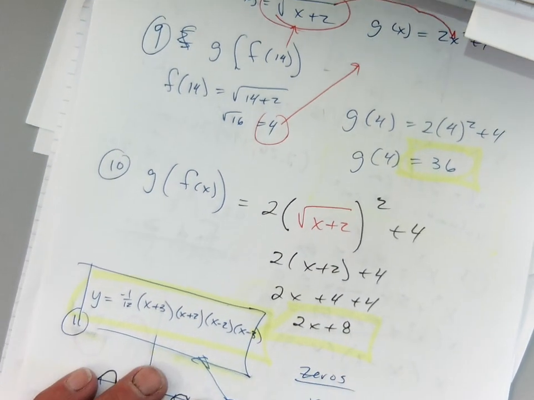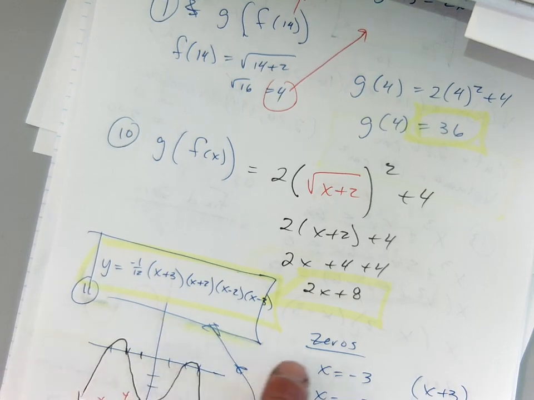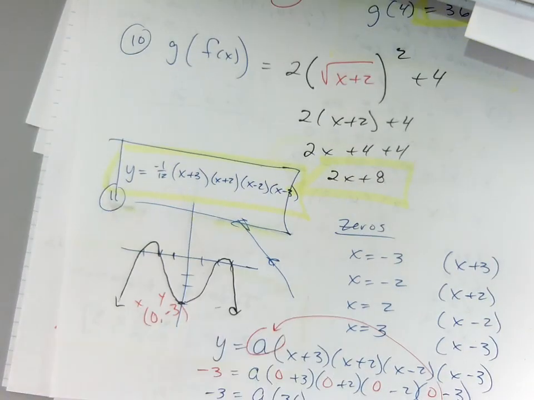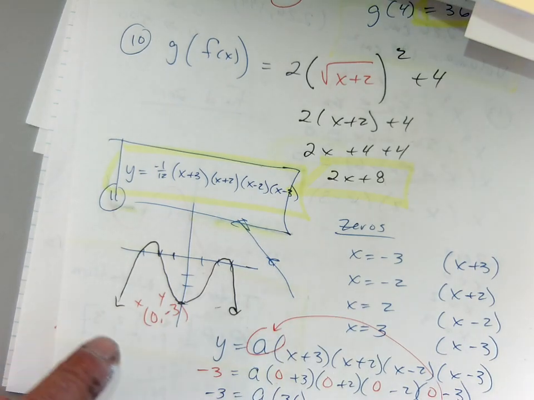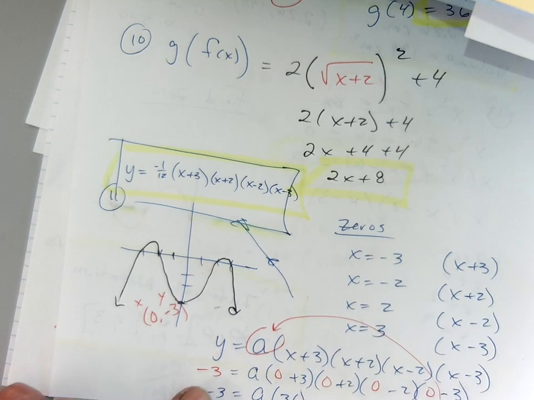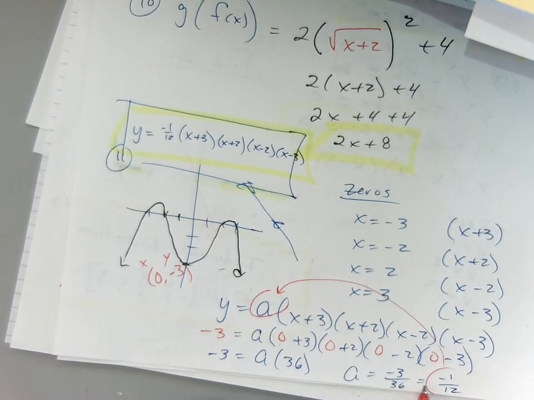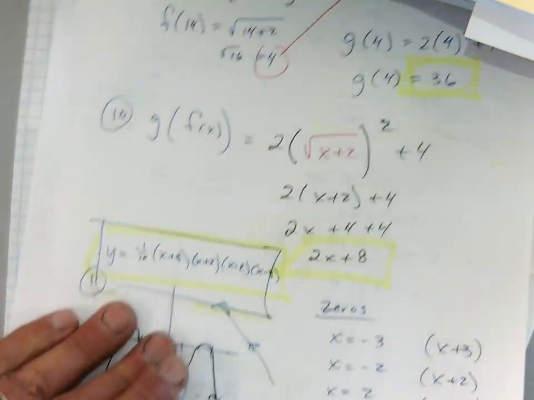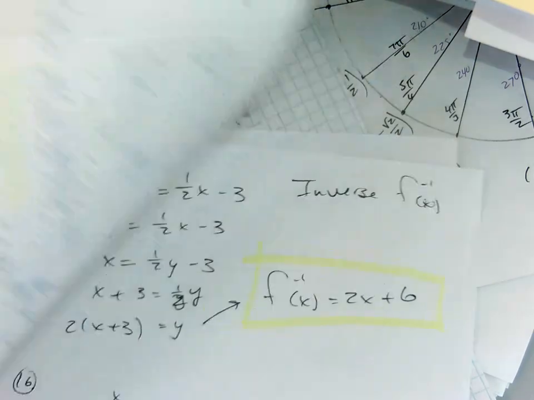There's 10. 11, there's my zeros. I made my mini equations. And then I needed a point. I had a point 0, 3. I plug it in for y's and x's, and I found the value of a. And negative 1/12 after I reduced it, and I put that in there, so there's my answer, okay? I know I'm going kind of fast, but I did this in class, okay?